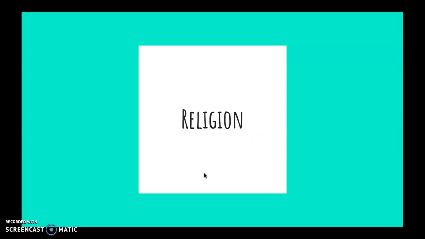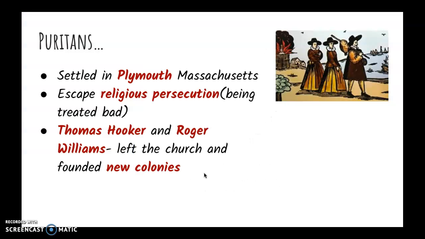All right, religion. So we have the Puritans. They settled in Plymouth, Massachusetts. They came to escape religious persecution, meaning they were being treated poorly back in Great Britain. Fun fact, the Puritans were actually more strict than the Catholics. They actually wanted more rules. They thought the Catholics were too fancy, too showy, too bling bling, okay?